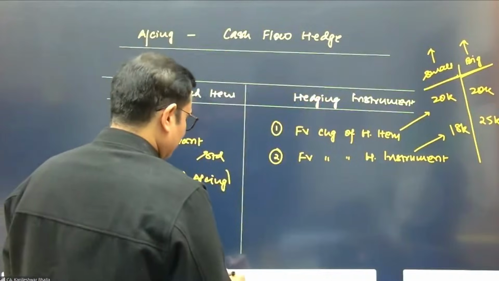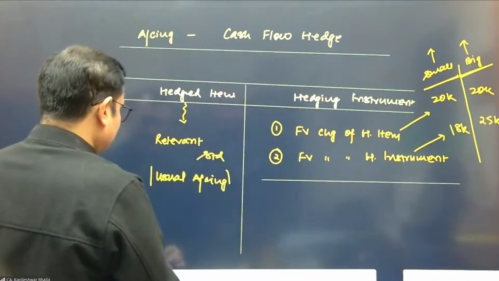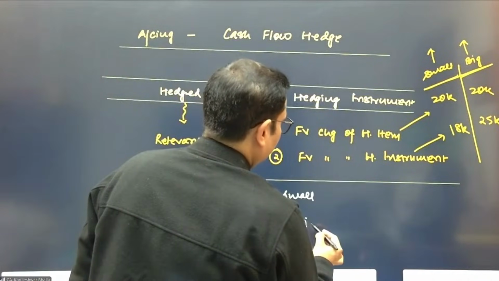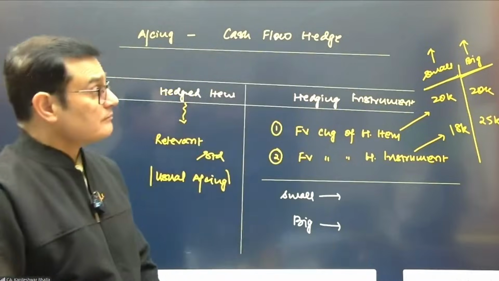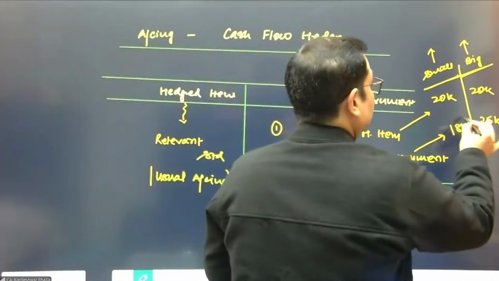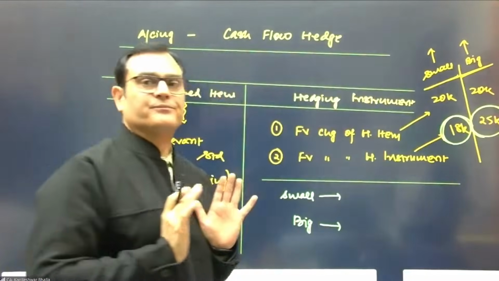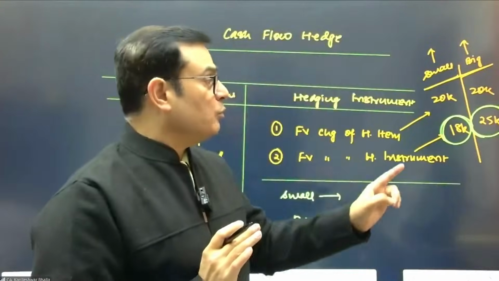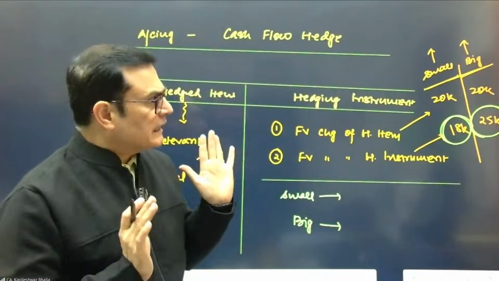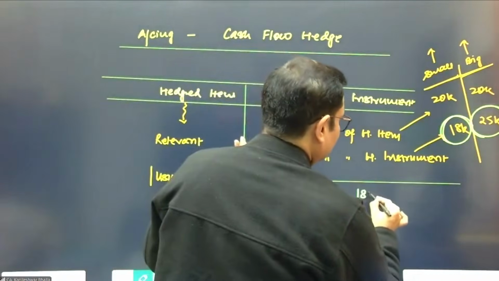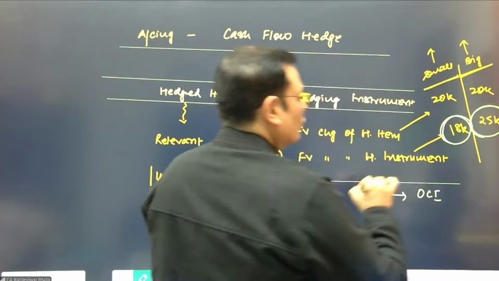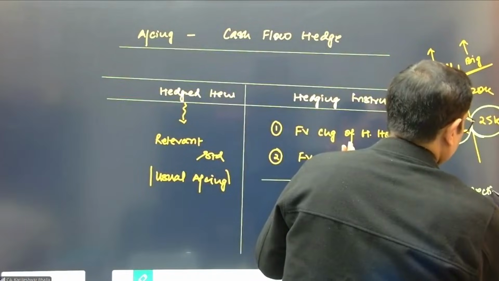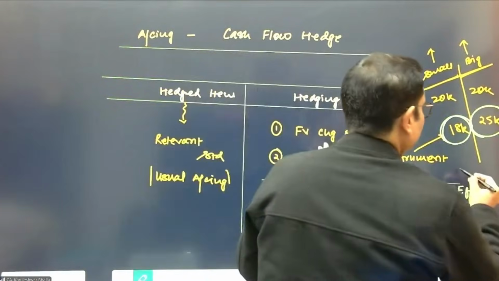Now see what you're going to do in this case. Watch this carefully. The standard setters decided what to do when the umbrella is small and when the umbrella is big. I have to account for this 18 and I have to account for this 25. We need to account for the fair value changes of the instrument. If the umbrella is small, it's fine. This entire 18,000 will be taken in OCI. This is called the effective portion of the hedge.